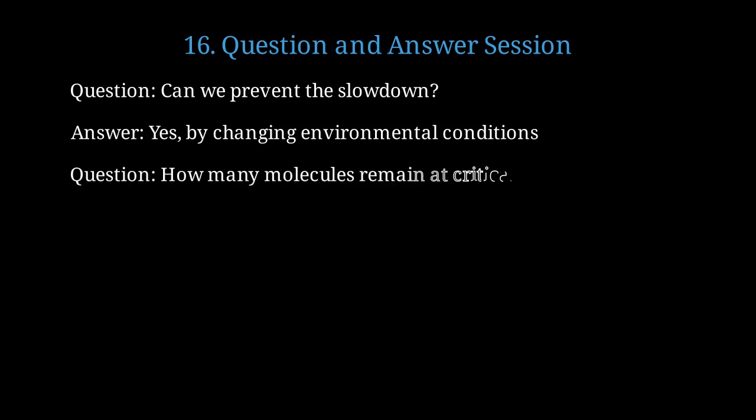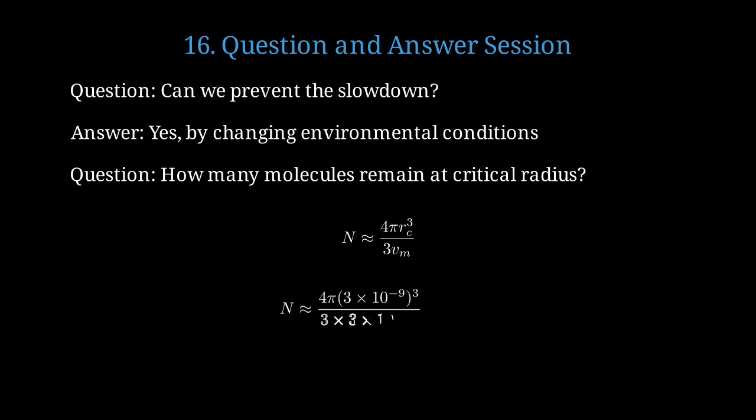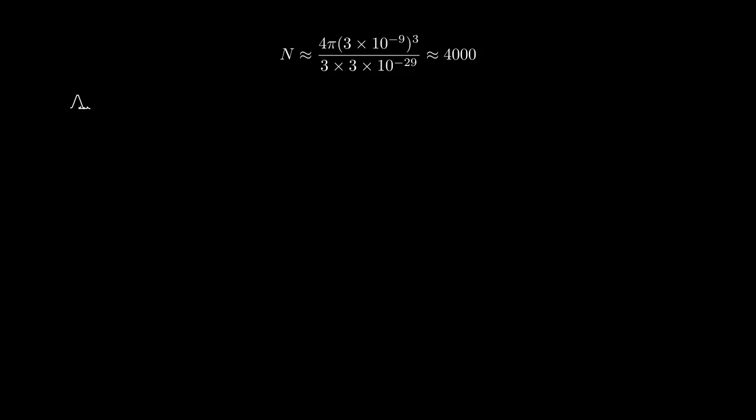How many molecules remain in a droplet at the critical radius? Number of molecules equals 4π rc cubed divided by 3 times molecular volume. For a 3 nanometer droplet, this gives approximately 4,000 molecules. Typically between 1,000 and 10,000 molecules remain in the final stable droplet.